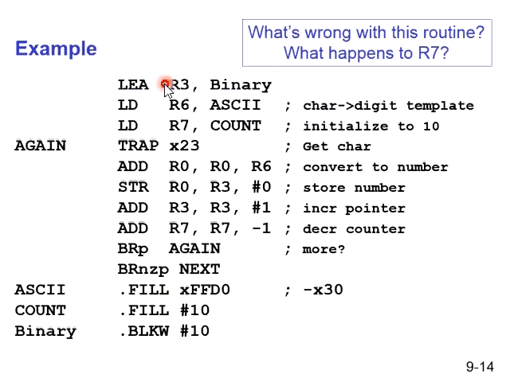And firstly, we use LEA, and we use the label binary, and we store it to R3 to say now R3 points to the array of 10 elements. And ASCII, now we store the value from ASCII, that means minus 30, to R6, because in future, when we have a digit over here, we want to get the value.